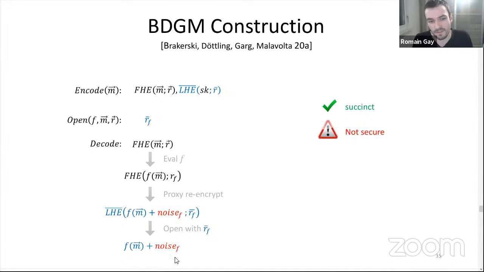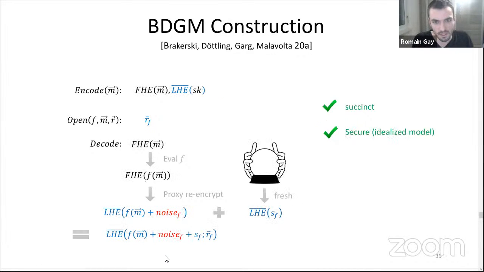And one of the reasons it's not secure is because when you open, you reveal f of m, which you care about, but also some FHE decryption noise, right? Because you cannot round it out, because you cannot perform rounding. And that is detrimental for the FHE security.